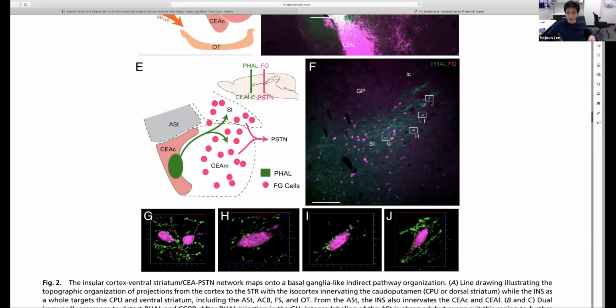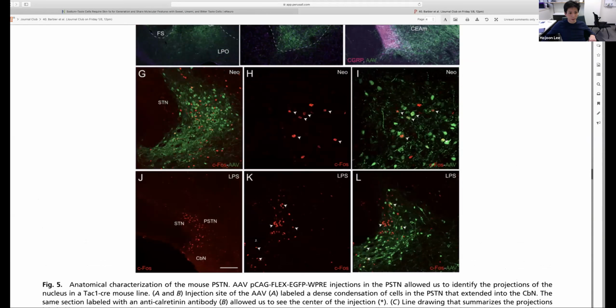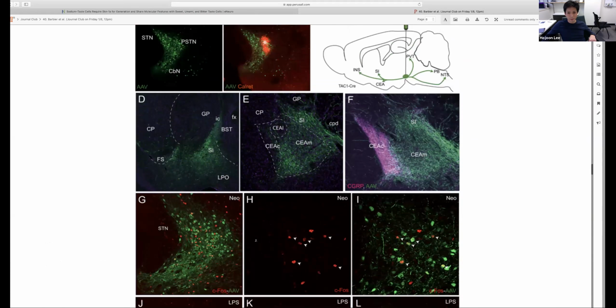Does that make sense? Yes. So here, most of the projections that originate from the PSTN are in the medial region.